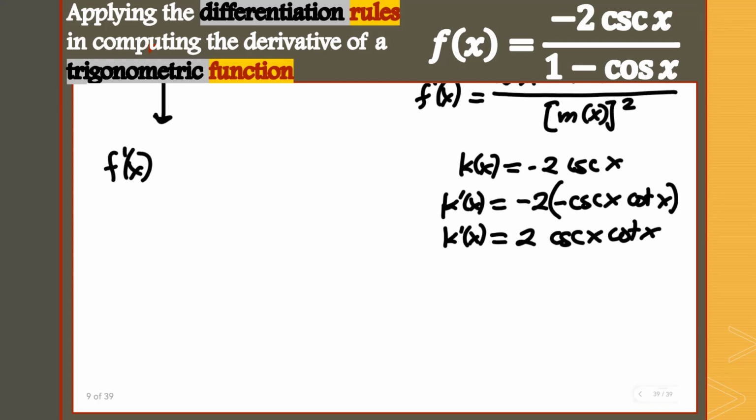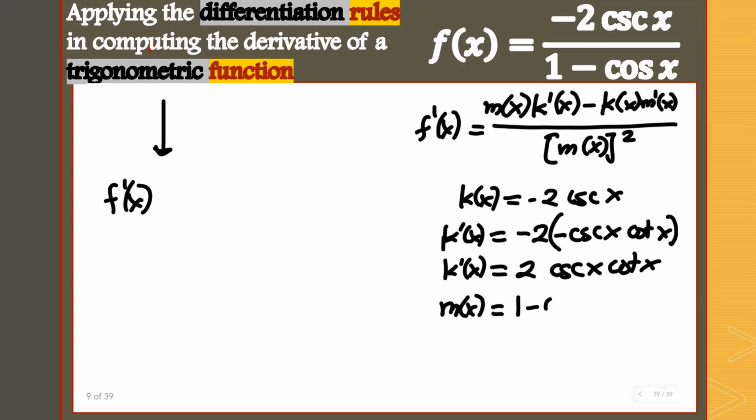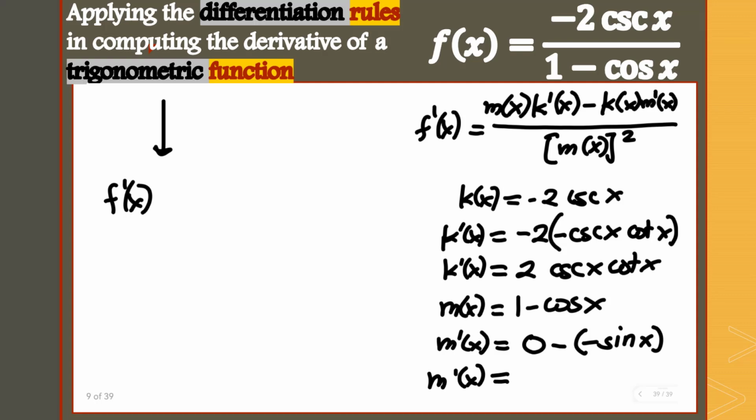For our denominator, m of x, it's identified as this: 1 minus cosine x. So this will use the derivative of a sum or difference. So its first derivative for the constant is 0. Then minus the derivative of cosine x, which is negative sine x. So simplifying that, it's actually positive sine x. So with all of this already given, let's use this rule in providing the derivative of our given function.